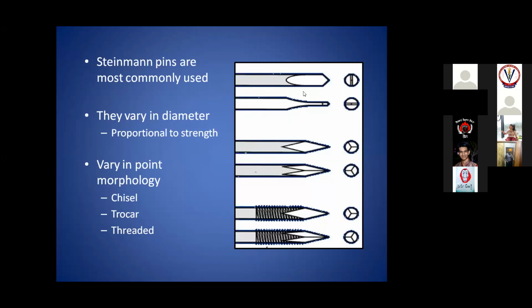Now these pins come in different sizes, lengths, and also different ends. For example, this is a chisel end pin, this is a trocar end pin, and this is a trocar end pin with a thread at the distal end of the pin. A threaded pin will provide more stability when you put it in the distal end of the bone. So these different ends of the pins are available.